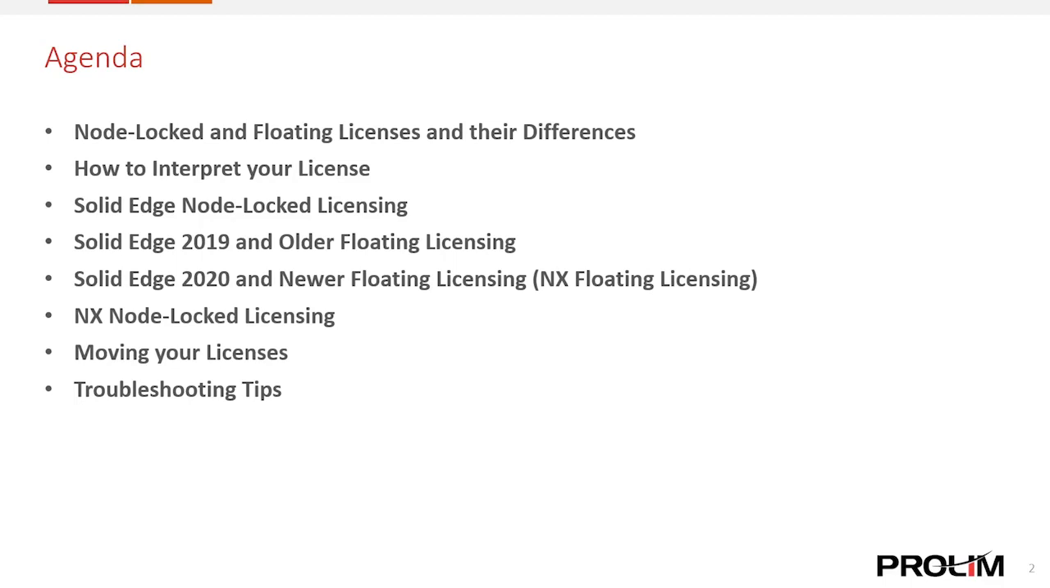Then we'll move into NX node lock licensing, which is a little bit similar to NX floating because there's some overlap there as well. And then finally, we're going to talk about what it looks like for moving your license files. So when you inevitably have to get new hardware, whether that be for a server or a client machine, what does that process look like? What do you need to do on your end, and what do we need from you, or what would your other VAR or Siemens need from you, in order to move your license files? So you have a heads up on what that process looks like.